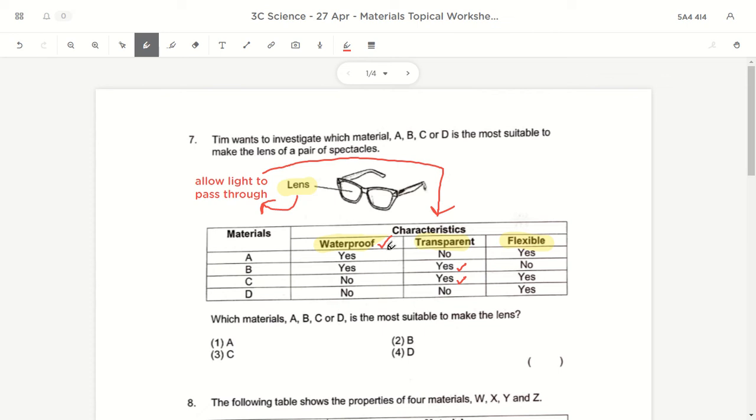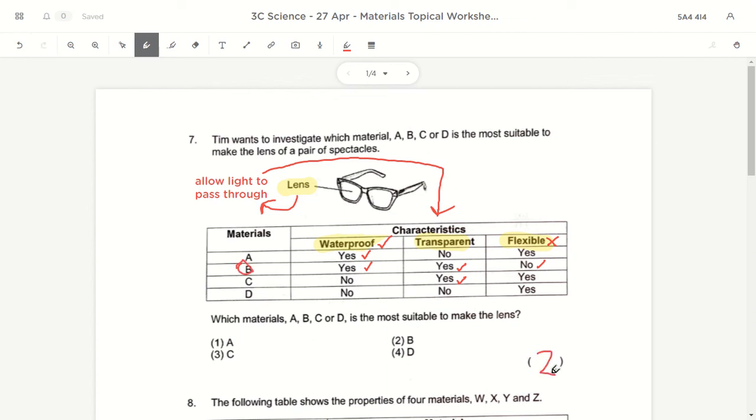Our spectacles need to be waterproof in case it rains and then our spectacles get wet. So it's important for our lenses to be waterproof. So if it needs to be waterproof, it's either A or B. So you realize, for the lenses, does it need to be flexible? Don't need. The lenses do not need to be flexible, so no. So no is the correct answer over here. So you realize the one with all 3 ticks is B. So the answer is 2.